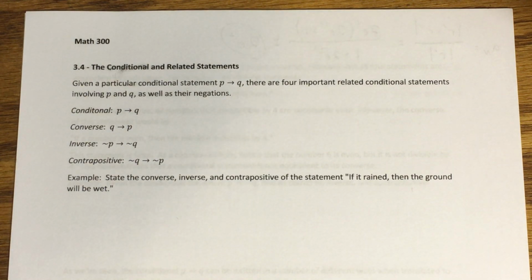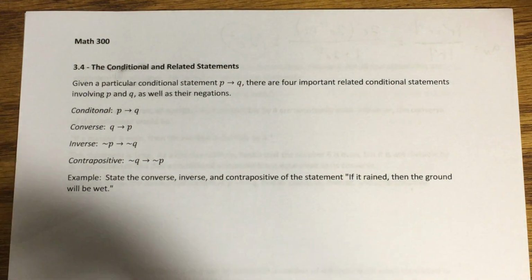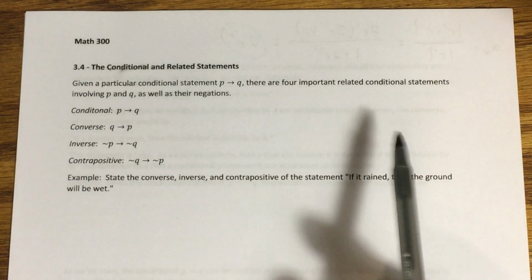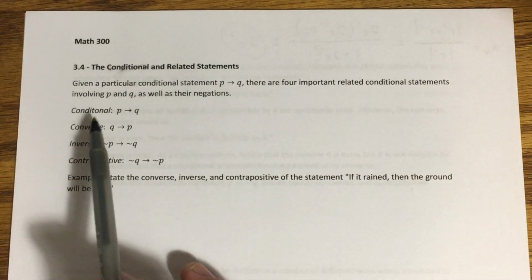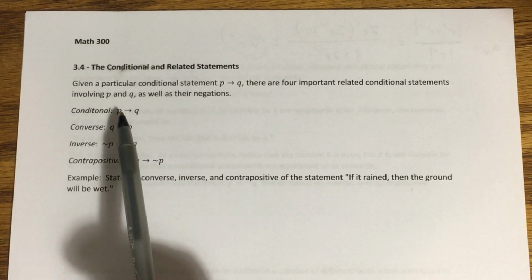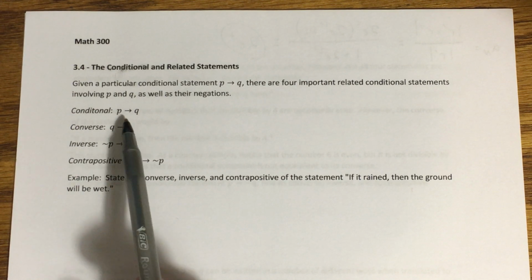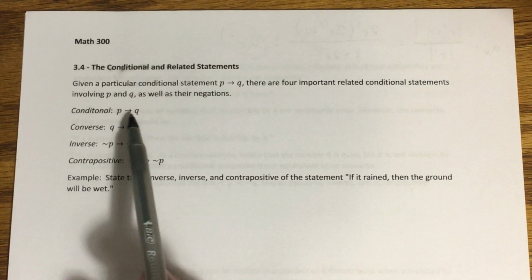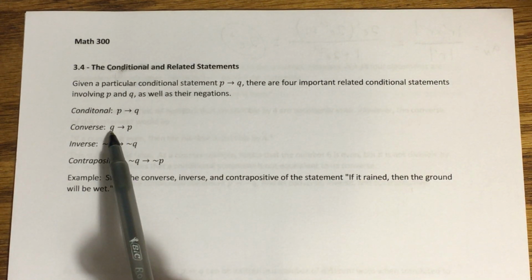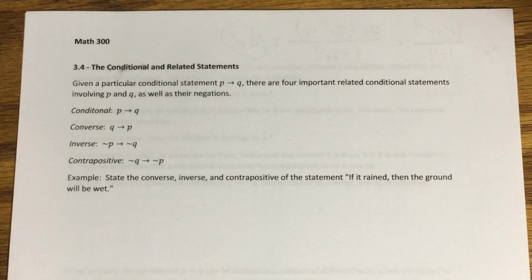Any given conditional, any if-then statement, has some important related statements that in mathematics sometimes we ask, is this related statement also true, and can we prove that? So let's talk about them. There's 4 important related statements, one of which is the conditional itself. But if you have a conditional, P implies Q, there is another statement involving the same P and Q, but if we reverse them, if we instead write Q implies P, we call that the converse of this original statement.